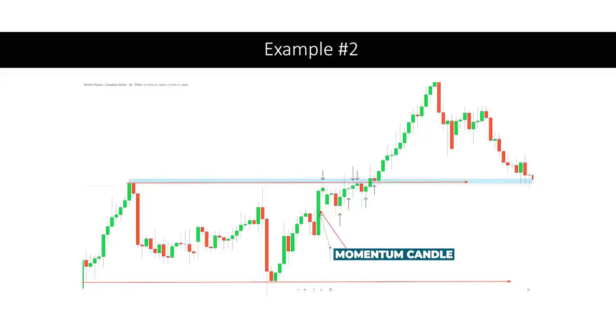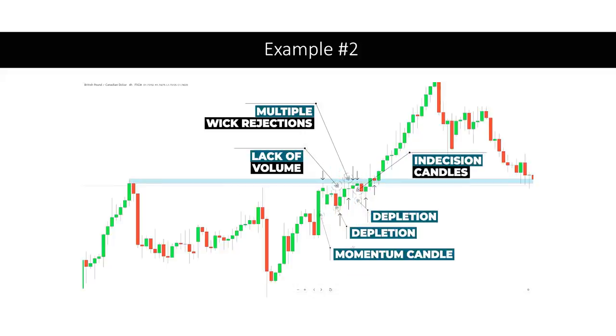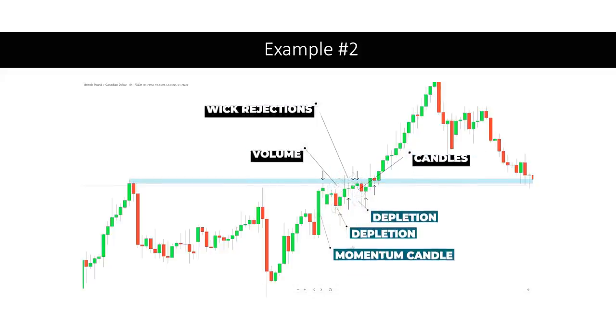Now, with that being said, what we can see here in the markets is a very strong momentum candle. The behavior that's current here that we have all these arrows pointing at is starting to indicate to us a depletion in the market. There's a lack of volume. There's lots of wicks. There's lots of indecision candles. And this simply means to us that neither the bulls nor the bears are in control.